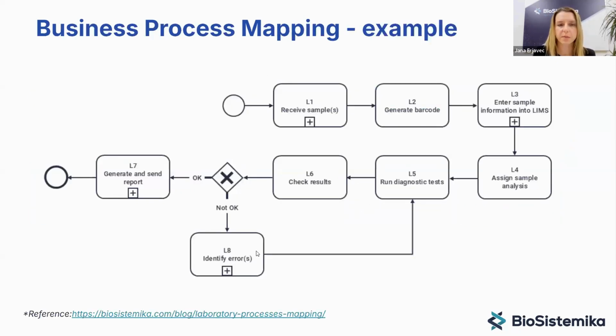So here is just a brief, very simple process map. We start with receiving the samples, generating barcodes, etc., to the final report generation and sending. You can read more about this on the Biosystemica blog. It's really well described, or we can speak separately about this.